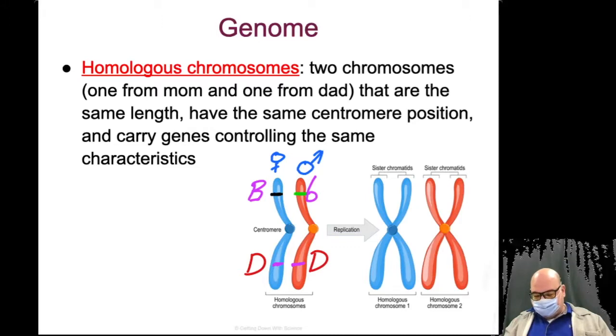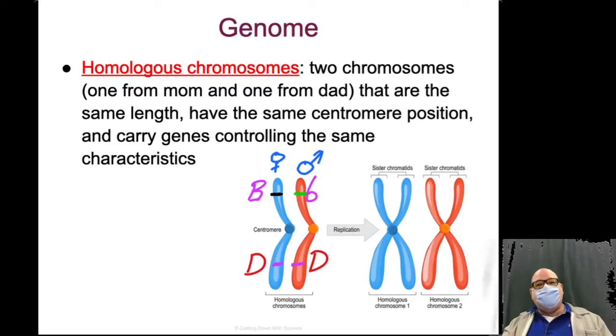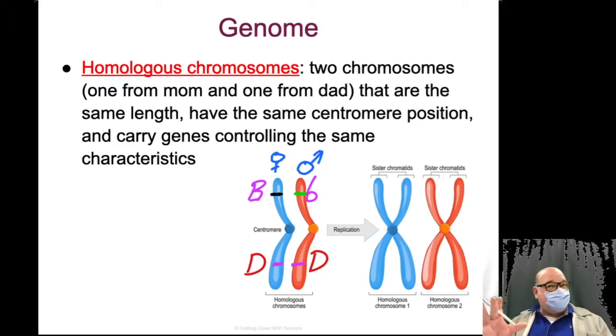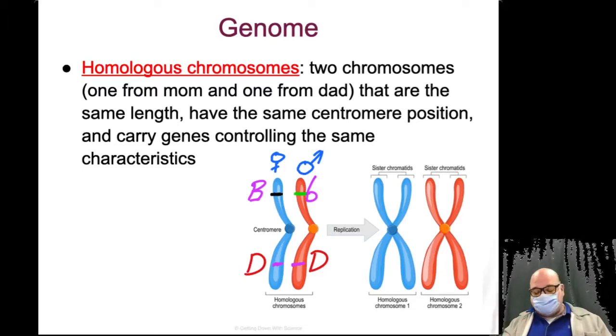All right. During replication, you get a copy of dad's and a copy of mom's. Okay, so we're going to split these up later, but we have to copy before we split. So that's what we've done with the sister chromatids. They are identical twin sisters, but they're getting ready to copy homologous pairs.